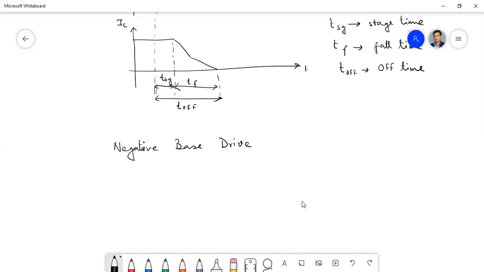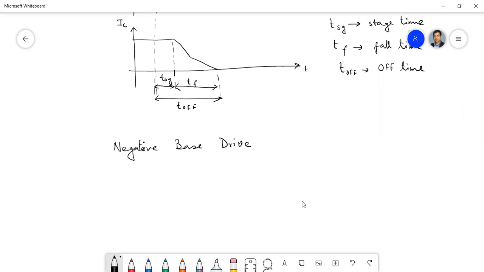Stage time is kind of storage time. Actually, here also between this base and emitter junction, there is a parasitic capacitance. So there is a storage charge problem, like the diode. In a diode also you have seen that in the off transient there is some storage phenomenon, isn't it? So therefore there also it needs some time to recover fully.